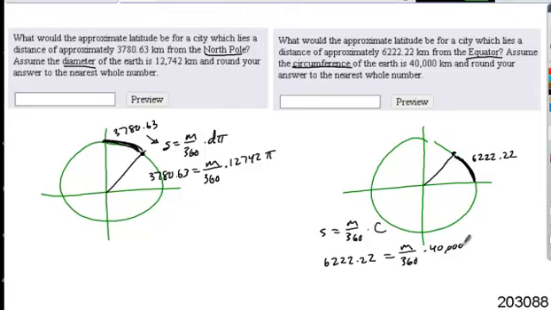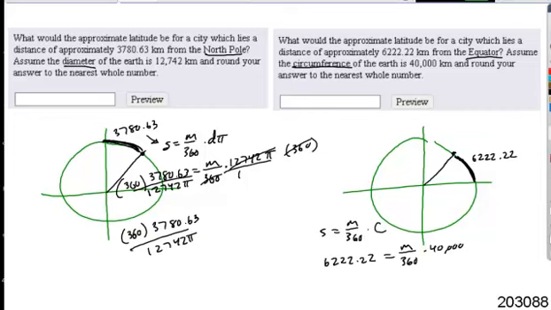Now, in each of these cases, if I want to solve for my m value, what I can do is just undo all of these operations. So I take my 3780.63. I'm going to multiply it by 360 to get rid of that. I'm then going to divide by the 12,742 pi to get rid of that. And I'm left with my m value. So this right here is my m value.